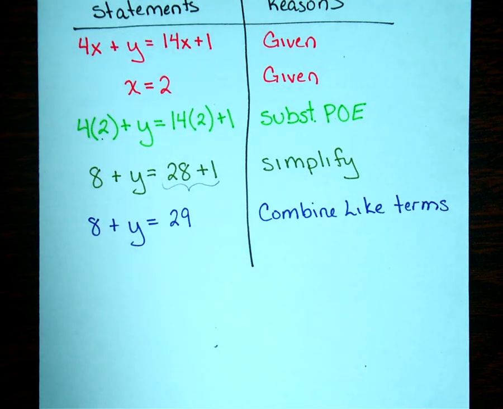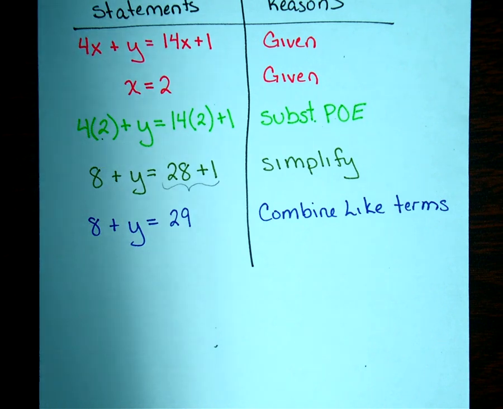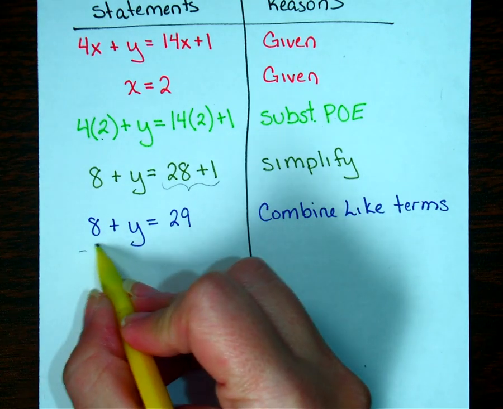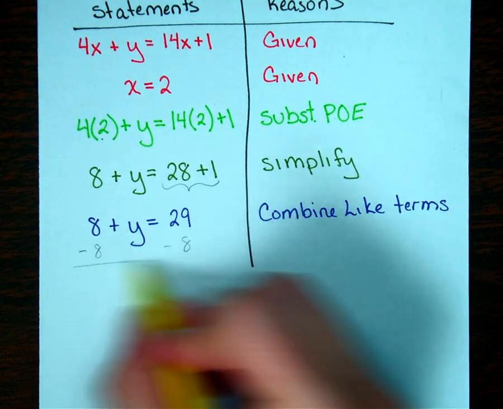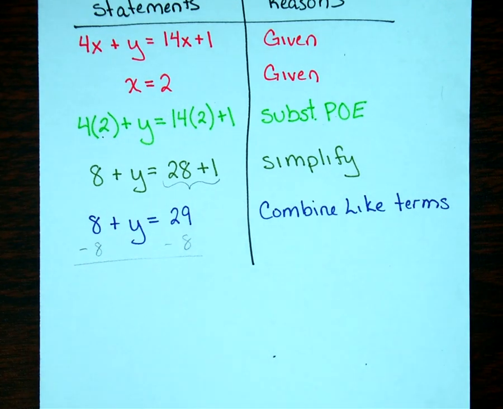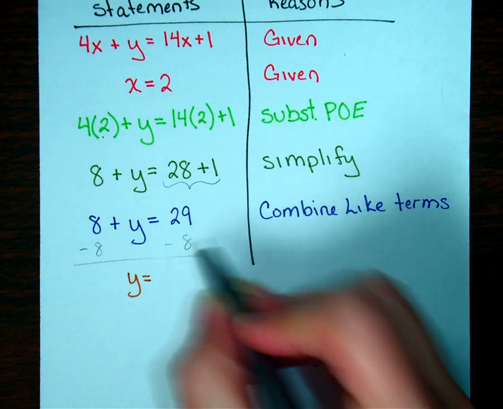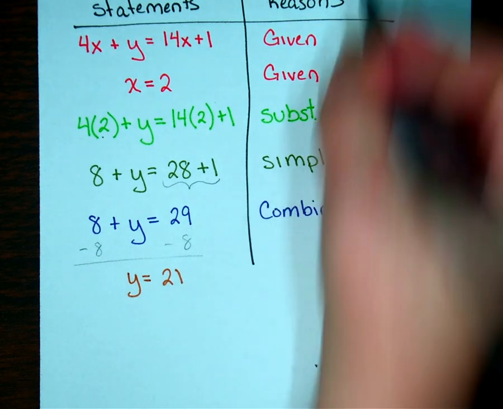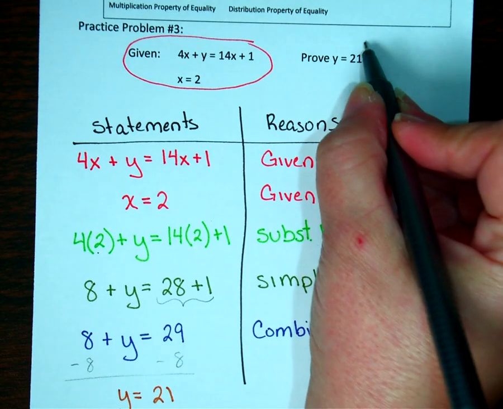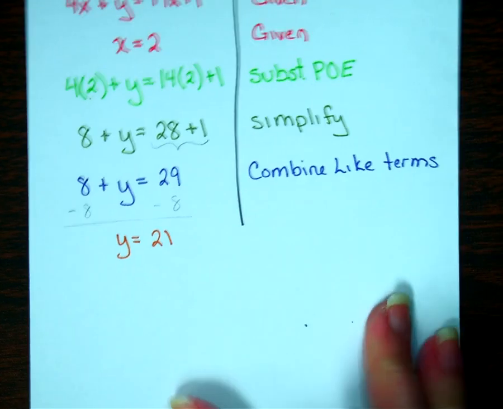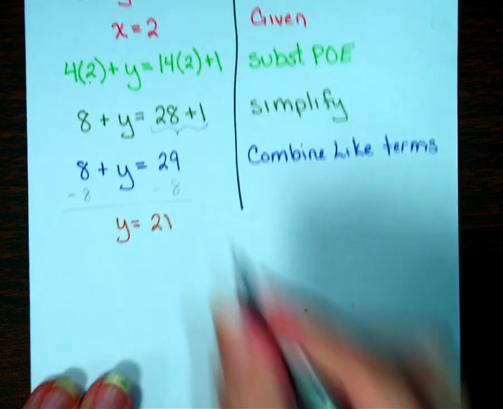All right, so now all I have left to do is get that y all by itself. So I'm going to subtract 8 on both sides because it's a positive 8 and I need to move it to the other side. This is going to leave me with y equals 29 minus 8 is 21, which, if I look way up here, is what I was trying to prove, but I do not use the word prove or proof or proven or anything like that.